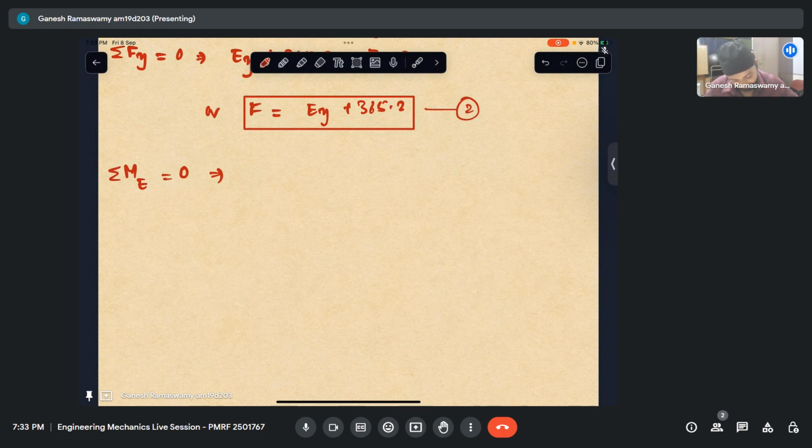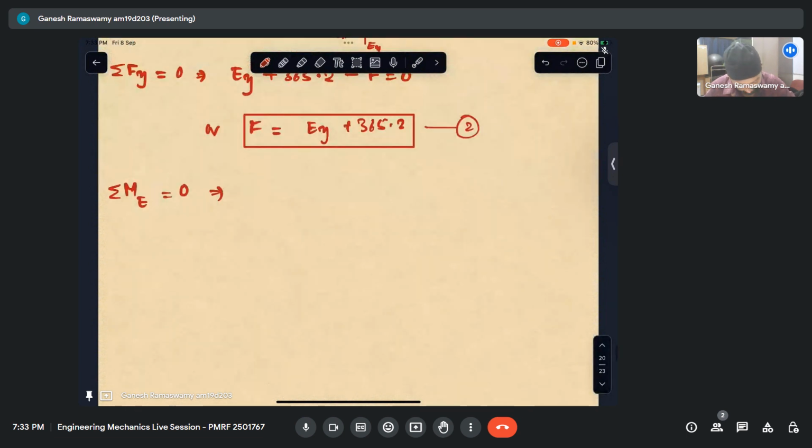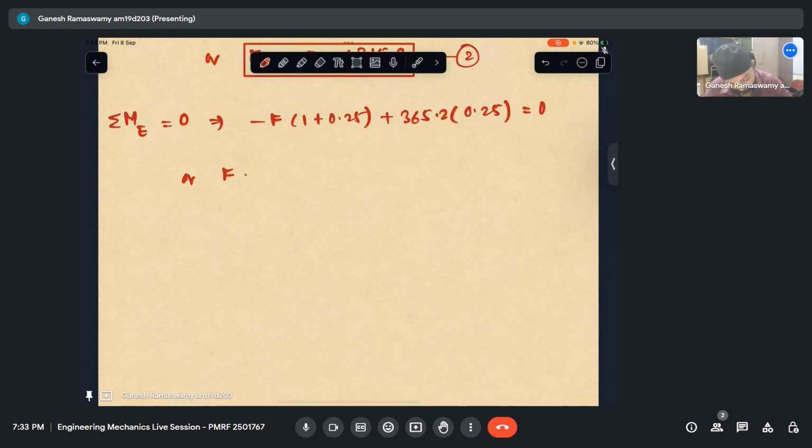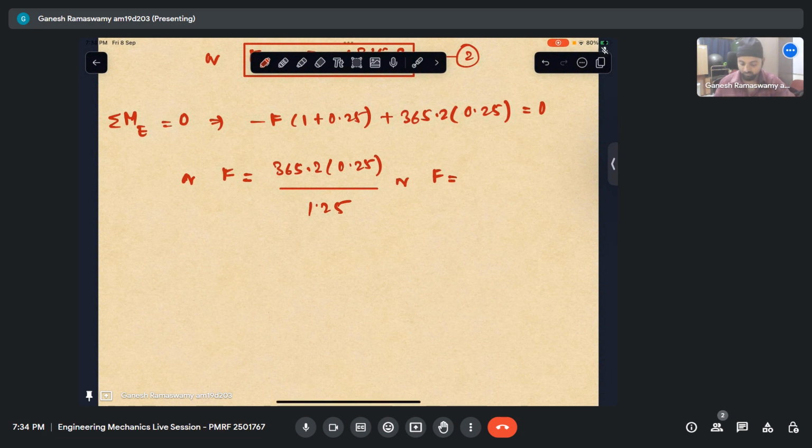So this is minus F into 1 plus 0.25 plus 365.2 into 0.25 is equal to 0, or F is nothing but 365.2 into 0.25 by 1.25. So this force comes out to be 73.04 Newton.